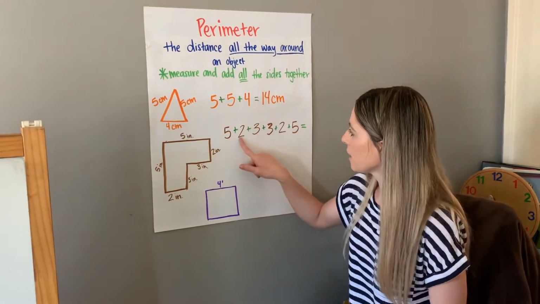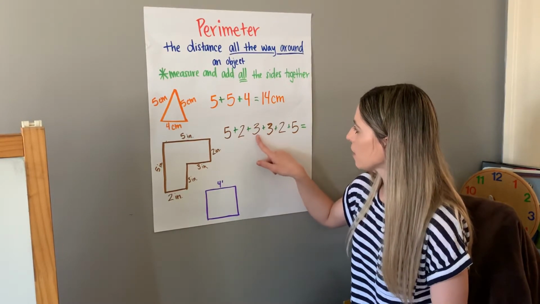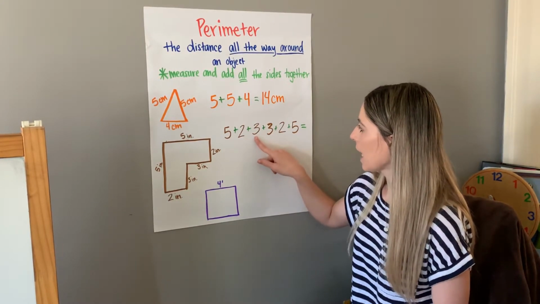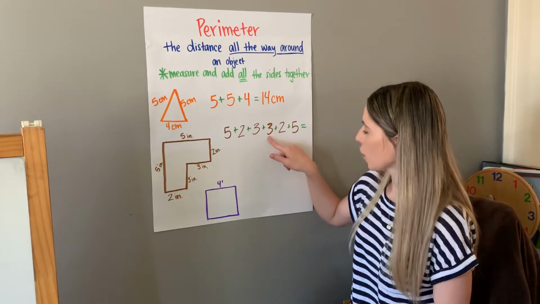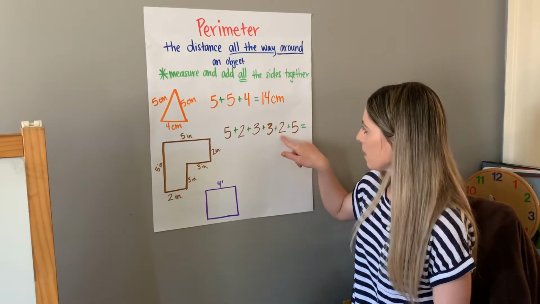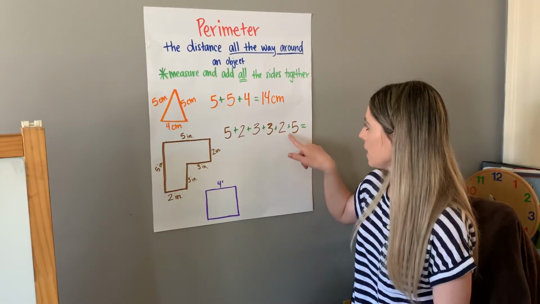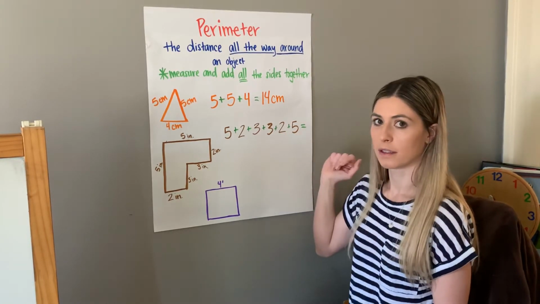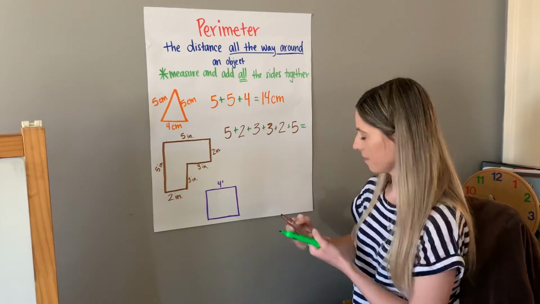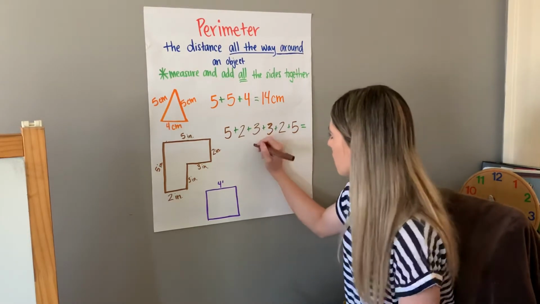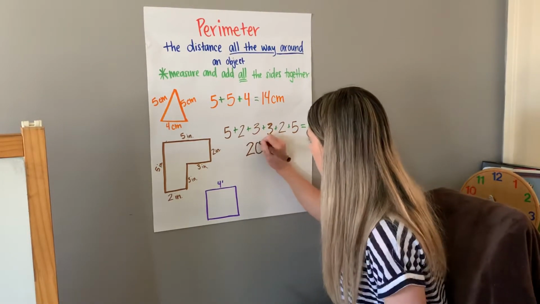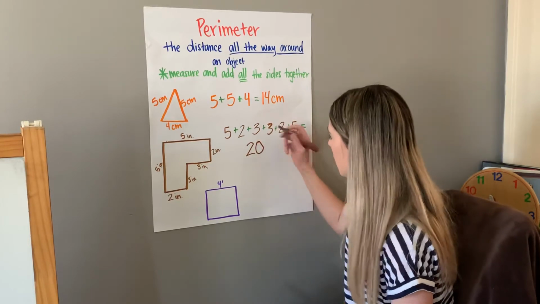So we have 5 plus 2 is 7. 7 plus 3 is 10. 10 plus 3 is 13. 13 plus 2 is 15. 15 plus 5 is 20. Very good. So my answer is 20 inches.